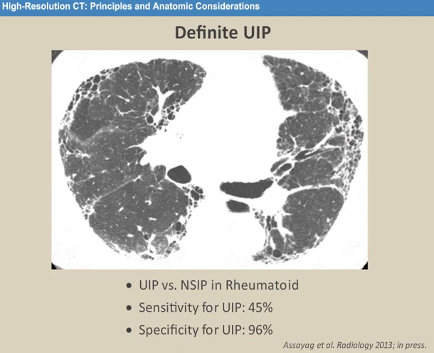Actually, rheumatoid patients are an interesting group because in our experience, they're about 50-50 UIP versus NSIP. And in this recent article, a definite UIP pattern in rheumatoid, when you compare that with the pathologic diagnosis confirmation, was highly specific for a UIP pattern in pathology. And this is mirrored in the IPF literature as well. So not necessarily highly sensitive, but highly specific.